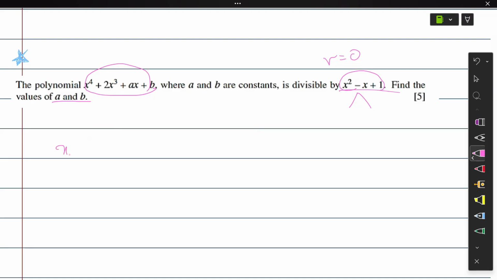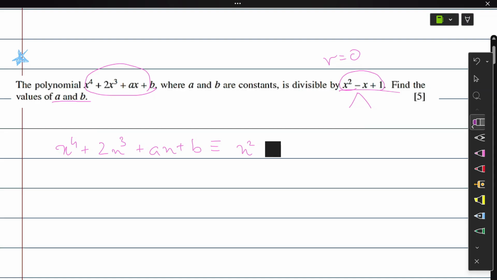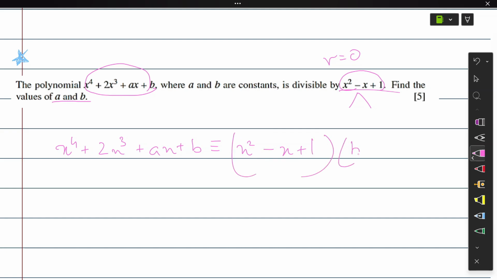I can say that x^4 plus 2x^3 plus ax plus b is exactly equal to (x^2 plus x minus x plus 1) times the other factor. That's 1. And the other will be bx. Okay, now a and b are already used in your equation.